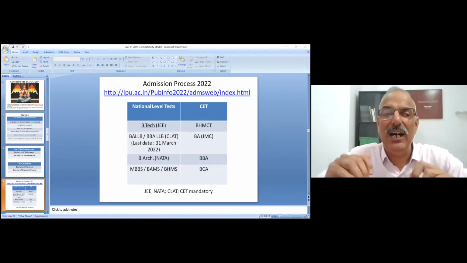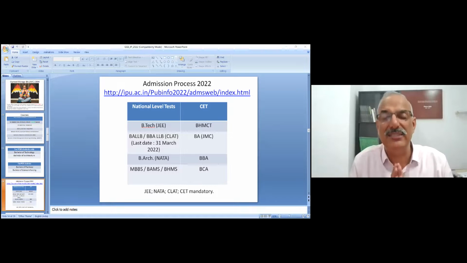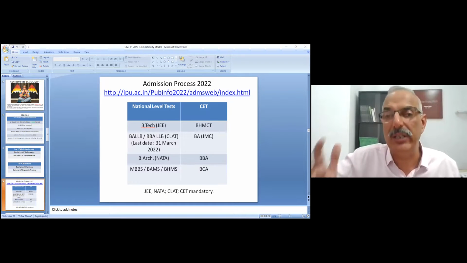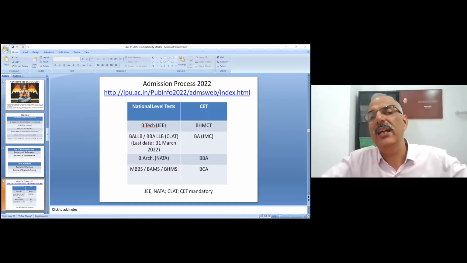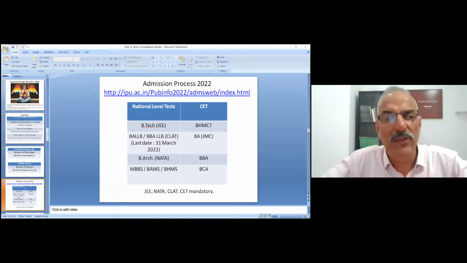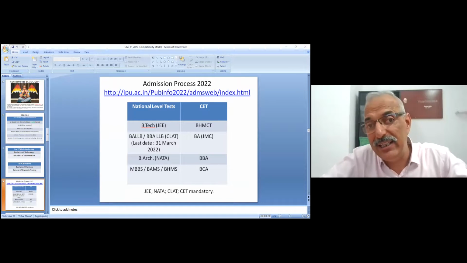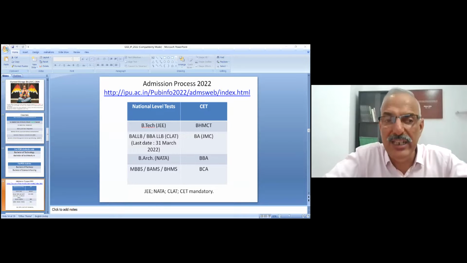In such cases, IPU conducts its own entrance exam, for which also the forms are available as on date. The forms are open, they are very much available, right? So if you are interested in BTech, you have to fill JEE. For law, you have to apply for CLAT, again, the last date is approaching. For architecture, apply for NATA. For MBBS, BAMS, BHMS, apply for NEET.